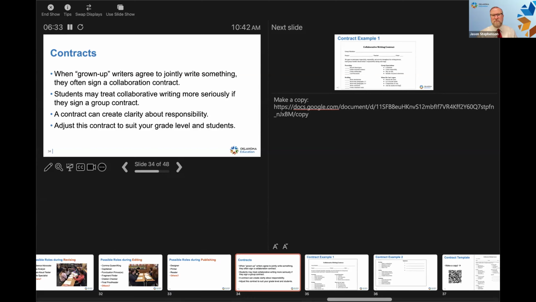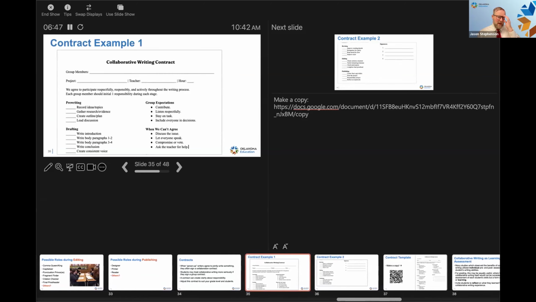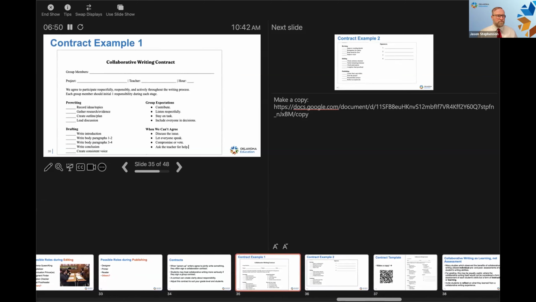So that contract can really help create clarity about who is responsible for what. So I'm going to give you a link to a contract in just a moment, and then you can adjust this contract to suit your grade level and students. I know this is a bit smaller, but when you have the link, you'll be able to zoom in. So on the contract, students would say their name, the name of their project, their teacher, and the hour. And then there's a phrase: we agree to participate respectfully, responsibly, and actively throughout the writing process. Each group member should initial one responsibility during each stage.